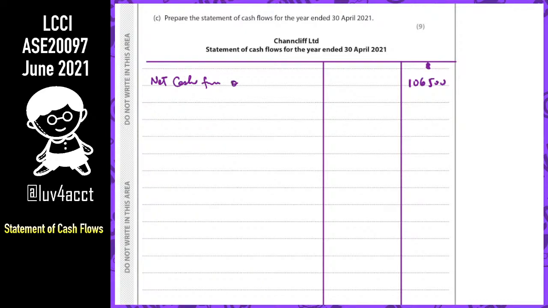Okay, so this is the net cash from operating activities. Usually you also give the heading. Okay, so cash flows from operating activities, sorry for my bad handwriting. Okay, so next part we will have investing activities. Cash flows from investing activities.